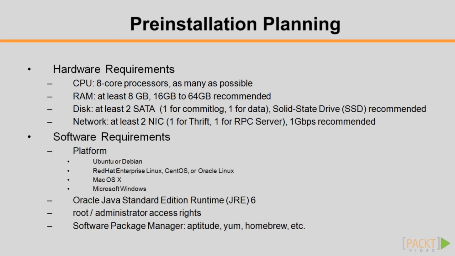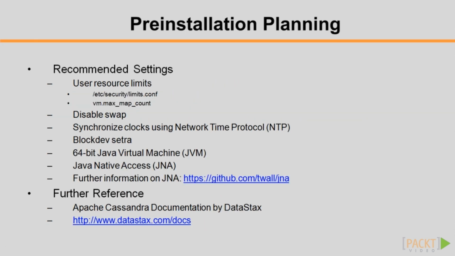Second, software requirements. The officially supported platforms are Linux, including Ubuntu, Debian, Red Hat Enterprise Linux, CentOS, Oracle Linux, Mac OS X, and finally Microsoft Windows. A 64-bit operating system is recommended. Since Cassandra is written in Java, a Java runtime is required. During several installation steps, root or administrator access rights are required. In addition, package management software is recommended to simplify the installation. Be sure to use the recommended settings as shown in the Cassandra documentation for production systems.